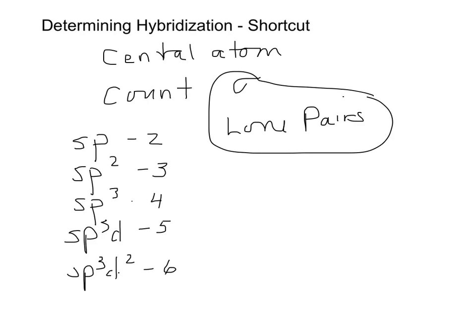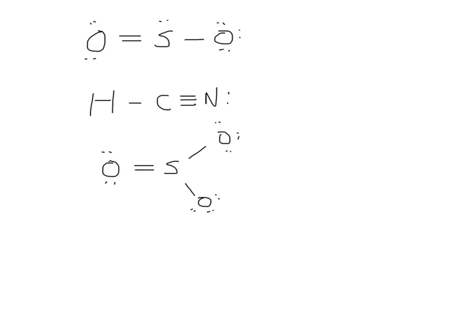So let's try that with some molecules and see how that works. If we look at SO2, remember we're talking about the hybridization of this central atom. A single bond is a sigma bond. A double bond has 1 sigma and 1 pi. And we've got a lone pair. So I have 2 sigmas and a lone pair for a total of 3. So this is going to be sp2 hybridization.